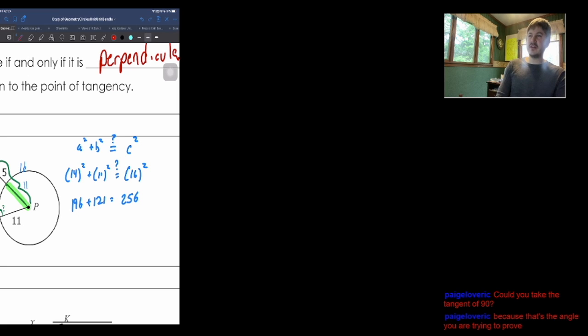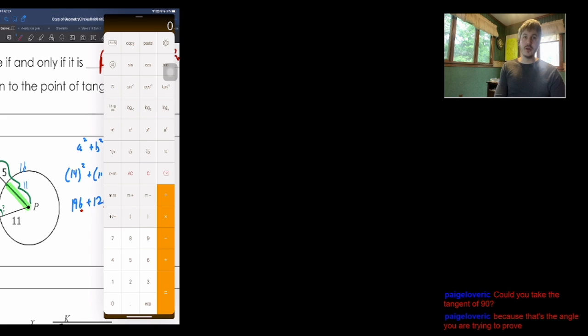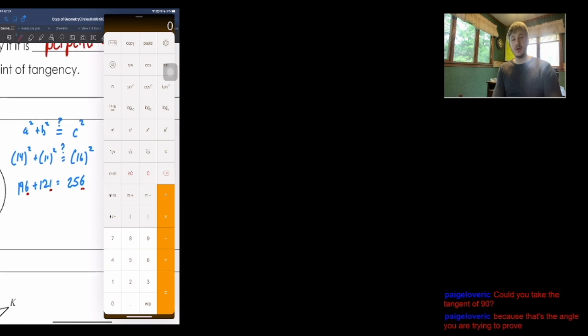And I'm starting to see that this is not going to be equal. I just know that 1 plus 6 here, this number is going to end in a 7, and it should end in a 6. So I'm concluding that this one is not going to be a right triangle, because 196 plus 121 is 317. And 317 is not equal to 256.